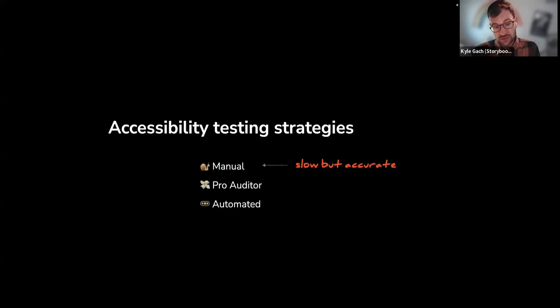So there's manual testing, where you literally just pull it up and you either use a screen reader yourself, or ideally you find somebody that is a screen reader expert and uses it daily and ask them to try to use your product, which is super accurate, but slow. And if you're hiring somebody to do that, it can be expensive.